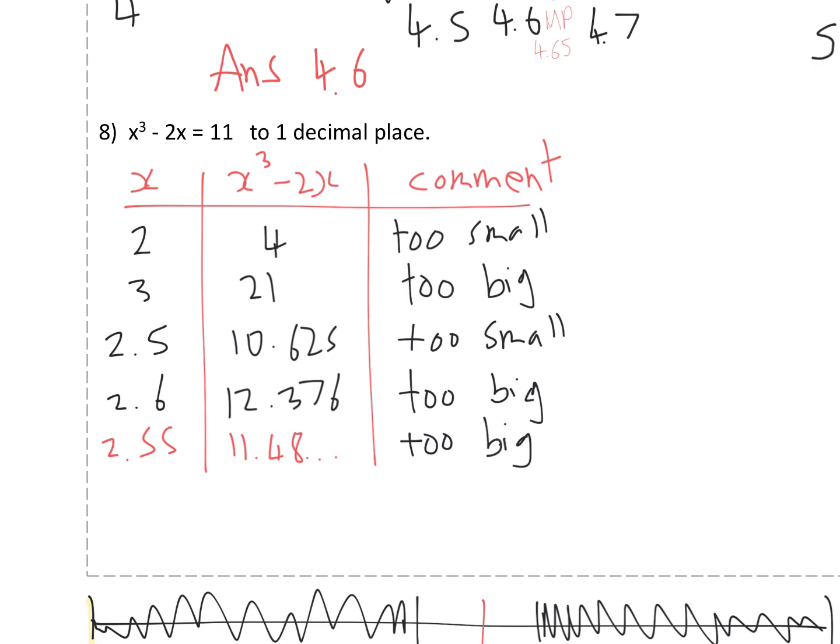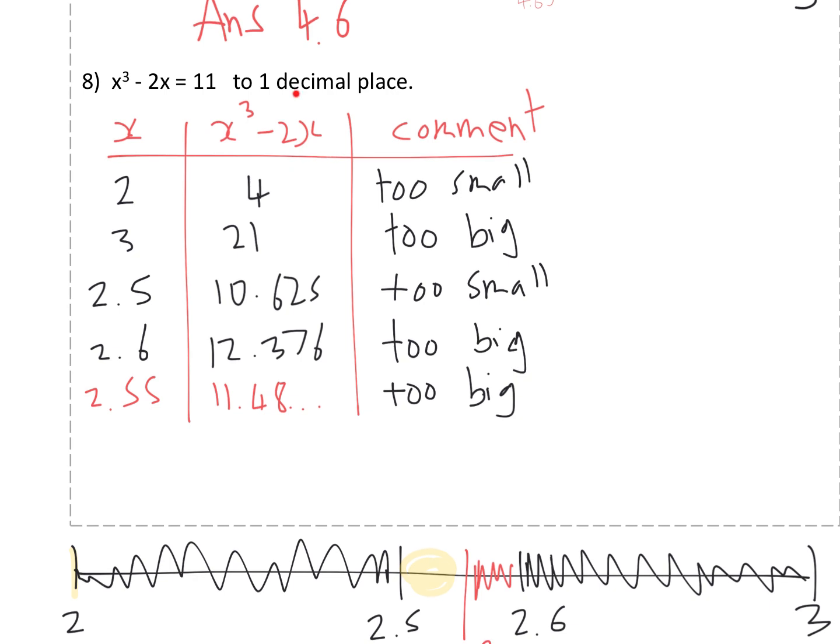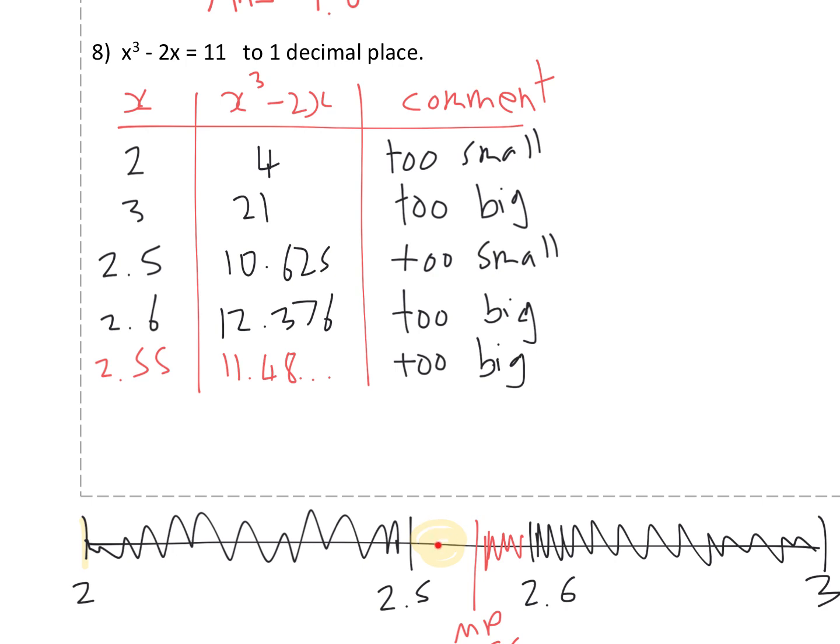So actually very similar to the last example. 2.55 is too big, so we get rid of anything there, and our answer is going to be in here somewhere. It's between 2.5 and 2.55. Anything in there, if you round it to 1 decimal place, which is what we want the answer to, the answer is in here. Any number in here would round to 2.5 to 1 decimal place. So your answer is 2.5.